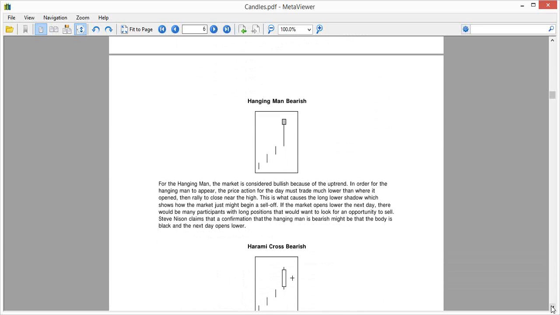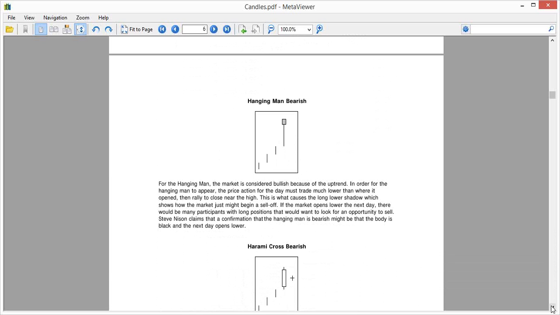Hanging man, bearish. For the hanging man, the market is considered bullish because of an uptrend. In order for the hanging man to appear, the price action for the day must trade much lower than where it opened, then rally to close near the high. This is what causes the long lower shadow, which shows that the market just might begin to sell off. If the market opens lower the next day, there would be many participants with long positions that would want to look for the opportunity to sell.